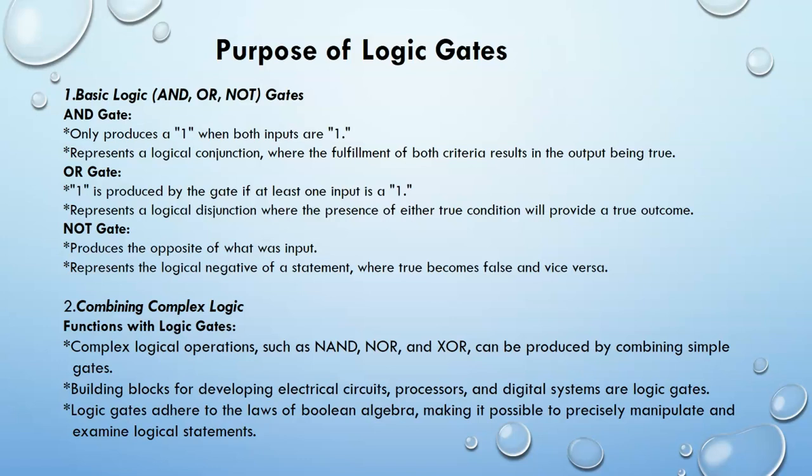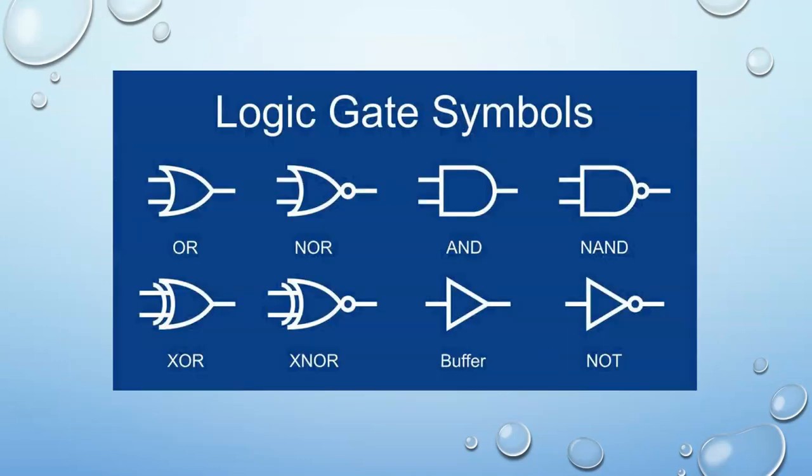Purpose of logic gates. Basic logic gates are AND, OR, and NOT gates, as you know. The other one is combining logic gates. Complex logic operations such as NAND, NOR, XOR are combinations of those basic logic gates. These are the logic gate symbols. There are many types of logic gates as you can see: OR, NOR, NAND, XOR, XNOR, buffer, and NOT.